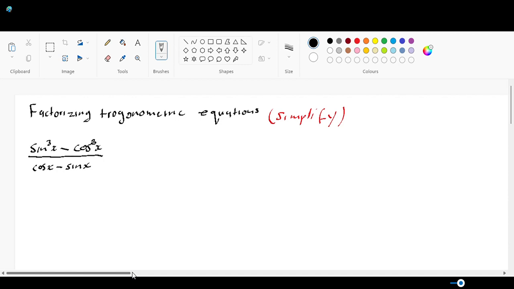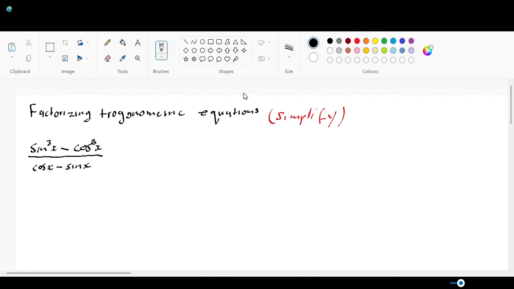Okay, now the following problem here, as you can see, we have the cubes for sine and for the cos. So how do we do this one, guys? For you to do this one, you need to know the following here.